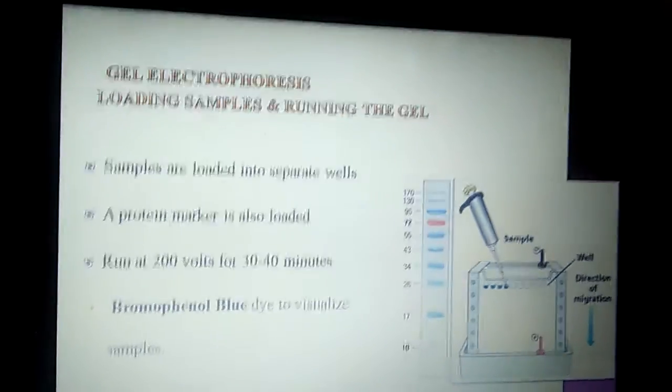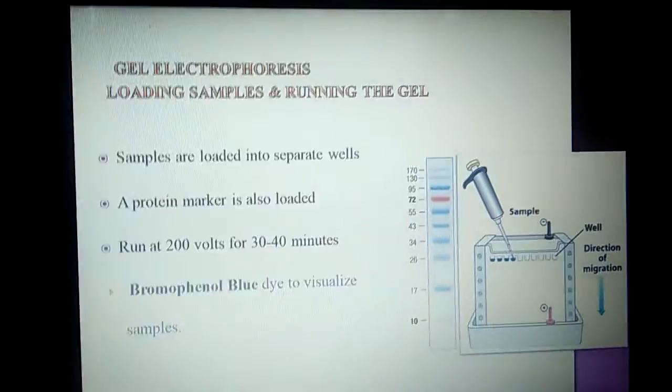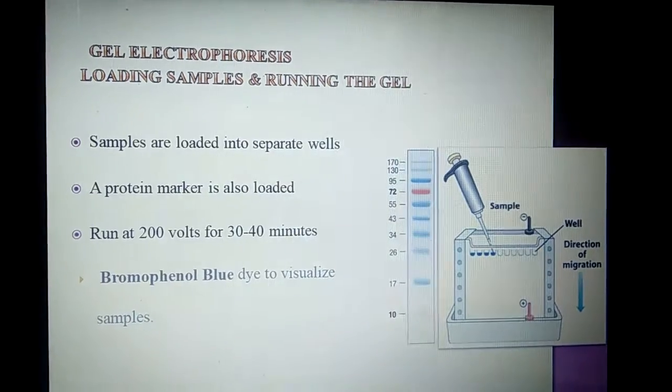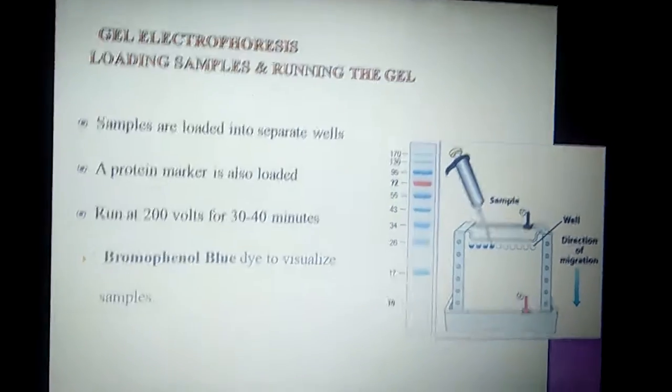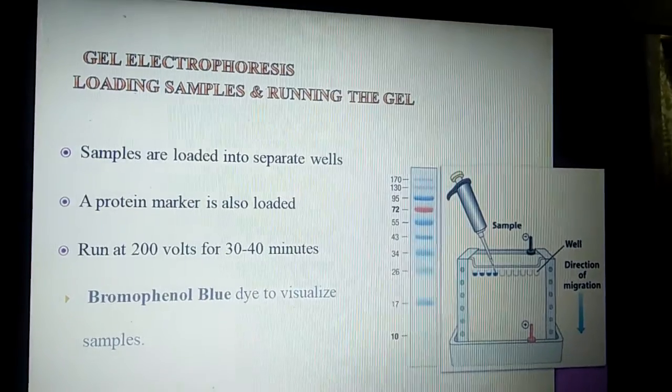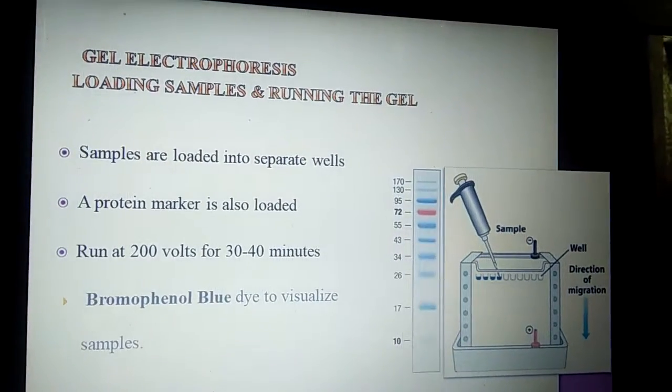Okay. Gel electrophoresis, loading samples and running the gel. Samples are loaded into separate wells. A protein marker is also loaded, run at 200 volts for 30 to 40 minutes, and bromophenol blue dye is used to visualize the samples.